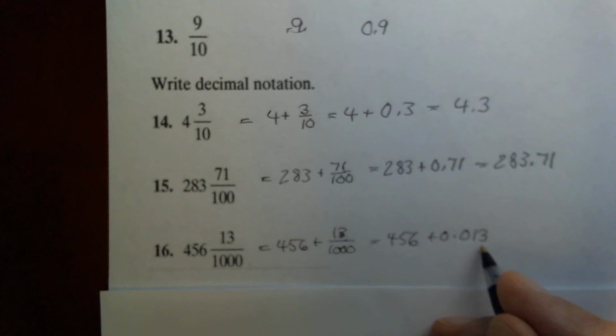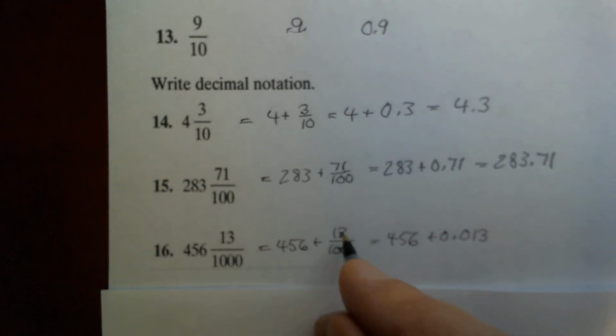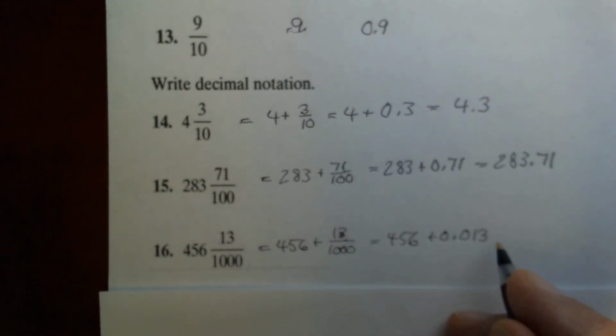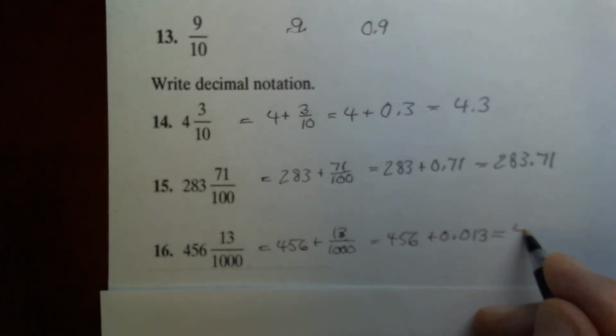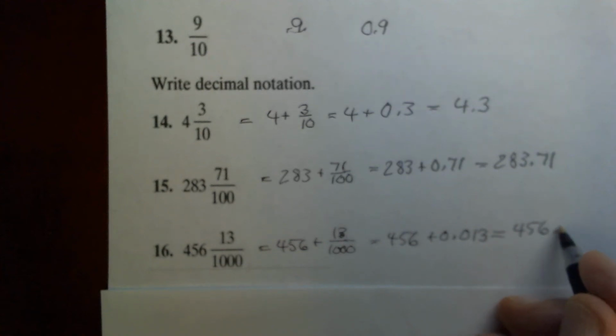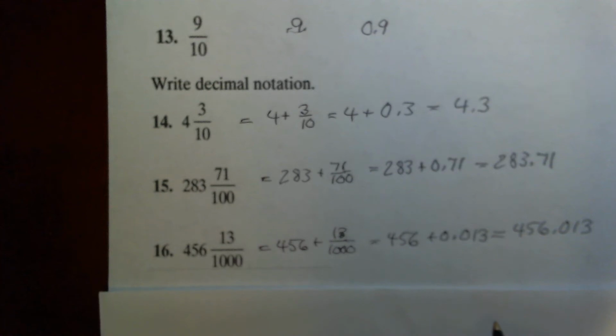Again, we move the decimal place 1, 2, 3 places. So one step in front of the 0 that we need to add on the left side here. So that is equal to 456.013. 456 and 13 thousandths.